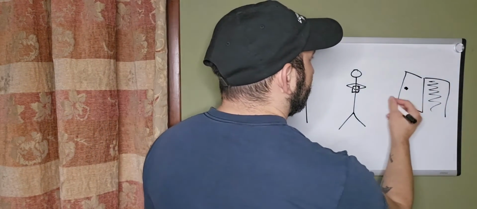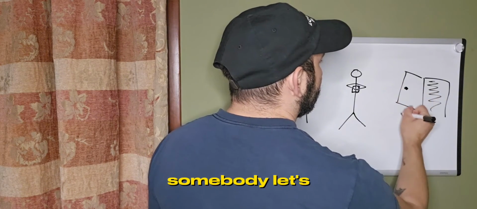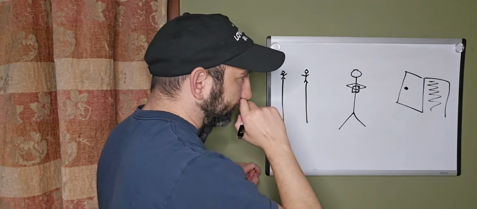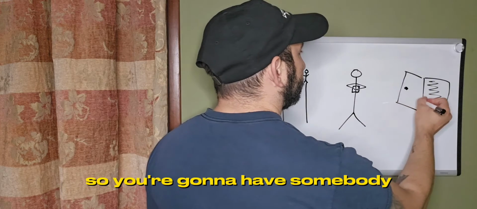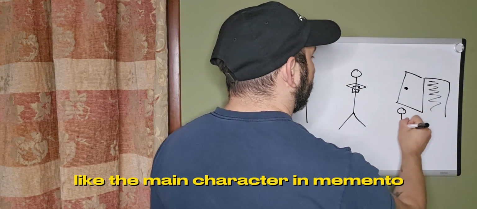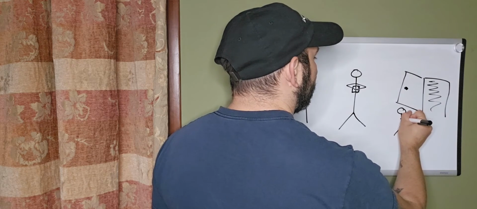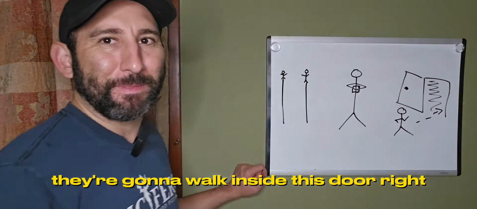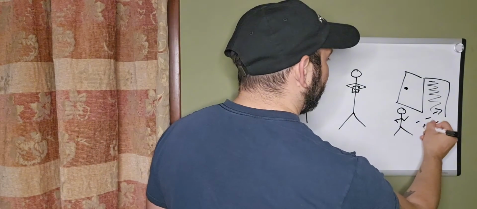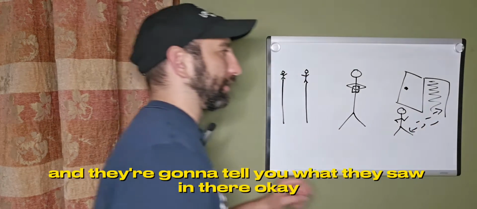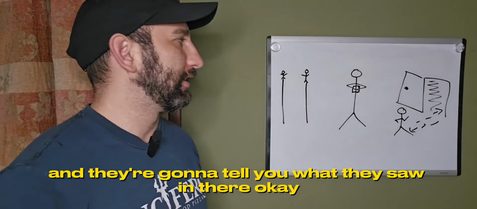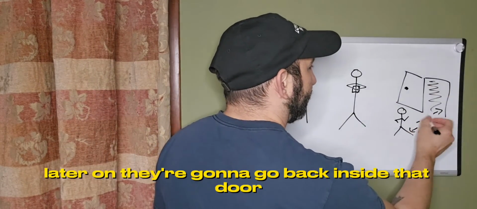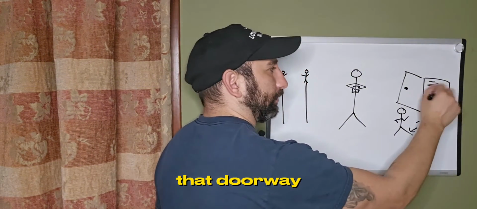So imagine somebody, how am I going to draw them? Door open, inside there. So you're going to have somebody like the main character in Memento. How do I do this? They're going to walk inside this door, right? Then they're going to come out, and they're going to tell you what they saw in there, okay? And then later on, they're going to go back inside that doorway.